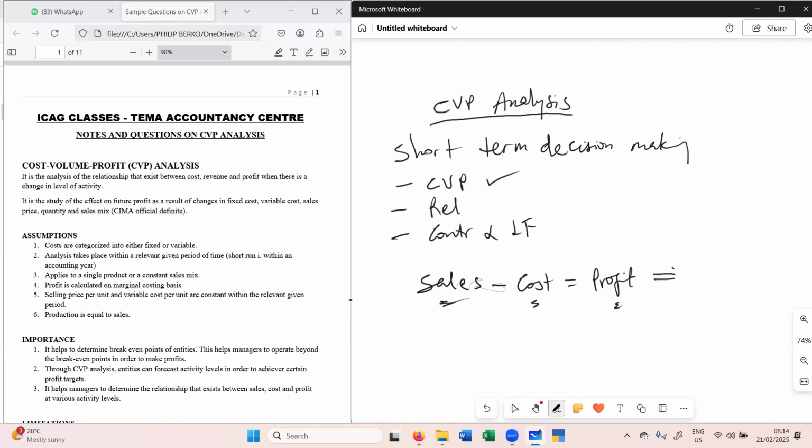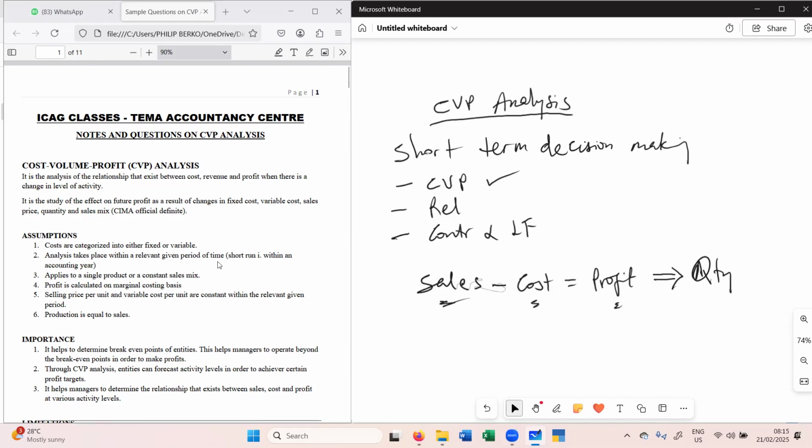This relationship arises especially as a result of a change in activity level. Activity level is the quantity of production and sales. So what CVP analysis does is help us determine the relationship between sales, cost, and profit as a result of a change in activity level. We want to know what will be the change in profit should sales or production quantity change by a certain margin. The cost is the usual cost we know, the volume is sales, and profit is the usual profit.